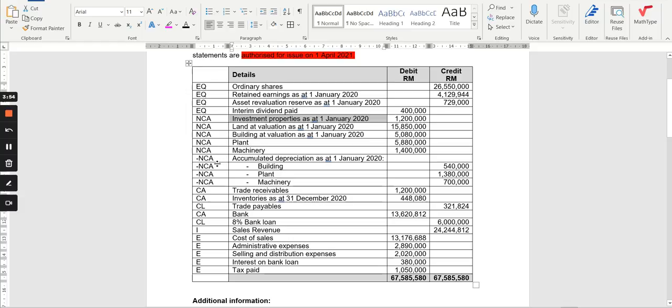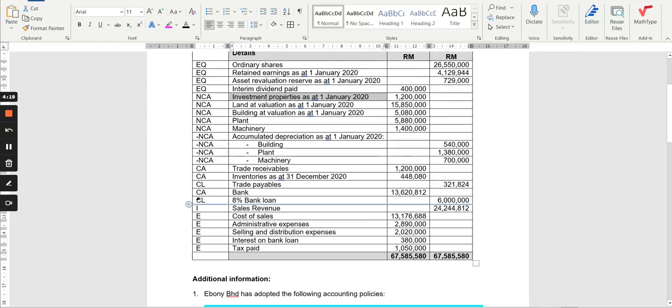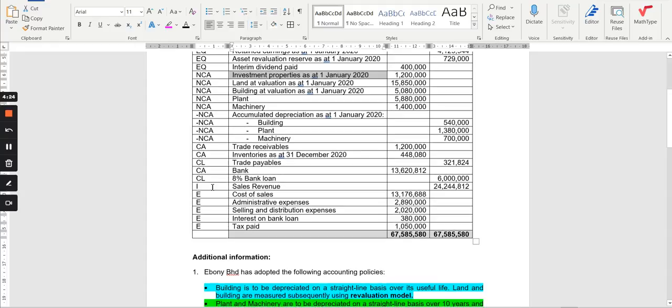Next one is the non-current asset, which I put here as a negative non-current asset. This is because accumulated depreciation is a contra asset account, so that is going to be deducted against the PPE. So the PPE, land, building, plant and machinery, will have to be adjusted for this. Of course, land will not be depreciated. Then you have your trade receivables and your inventory. So make sure you do that correctly. Bank account, we need to do some adjustment.